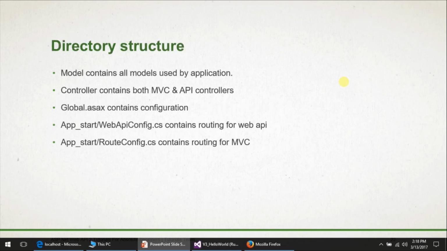The directory structure of Web API is similar to MVC. Models contain all of the models. Controllers contain both MVC as well as API controllers. The Global.asax file contains the configuration. The WebApiConfig.cs file contains the routing for our Web API, and the RouteConfig.cs file contains the routing for the MVC.